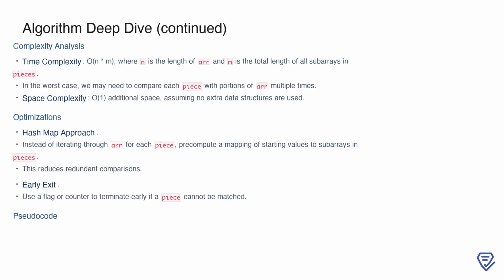Analyzing the complexity of the brute force approach, the time complexity is O(n * m), where n is the length of ARR and m is the total length of all subarrays in pieces. This is because, in the worst case, we may need to compare each subarray from pieces with multiple portions of ARR.